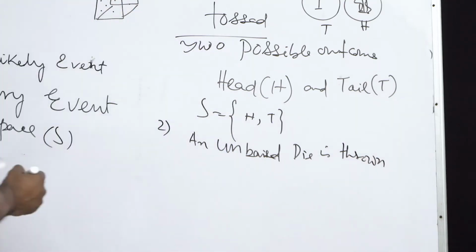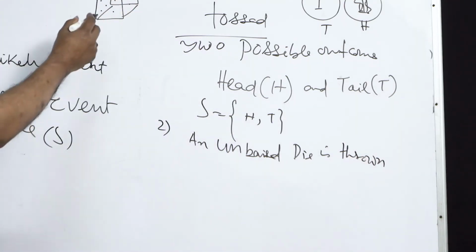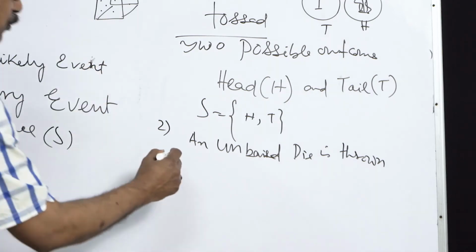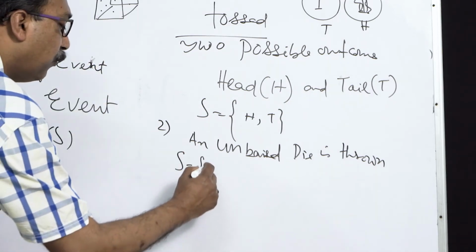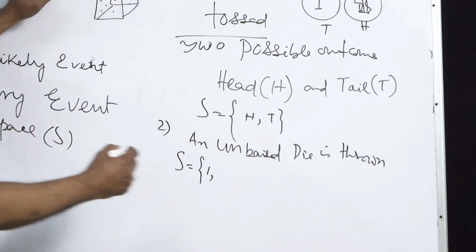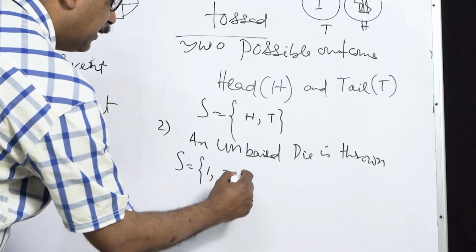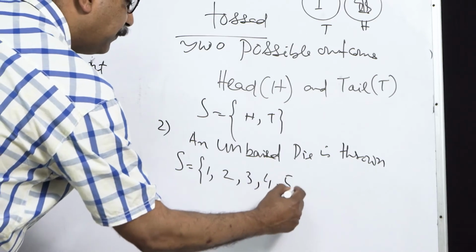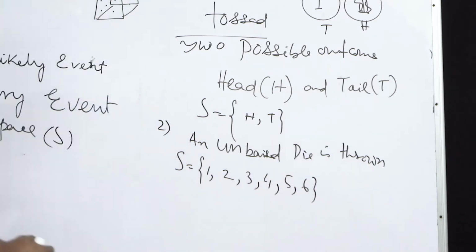What will be there? An unbiased coin, an unbiased die will be thrown. What will be the sample space? All the 6 outcomes will come. I told you, no? So A will be 1. It can become 1. It can become 2. It can become 3. It can become 4. It can become 5. It can become 6. So this is the sample space when an unbiased die is thrown.